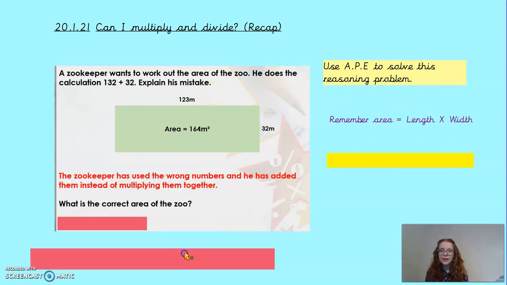So what he should have done is multiplied the two numbers together to find the area. What is the correct area of the zoo? It's 123 metres times 32 metres, which is equal to 3,936 metres squared. And remember, we need to have the squared in there because we are finding out the area. Well done if you got that one right, guys. And I'm hoping if any of you become zookeepers in the future, you'll double check your figures.